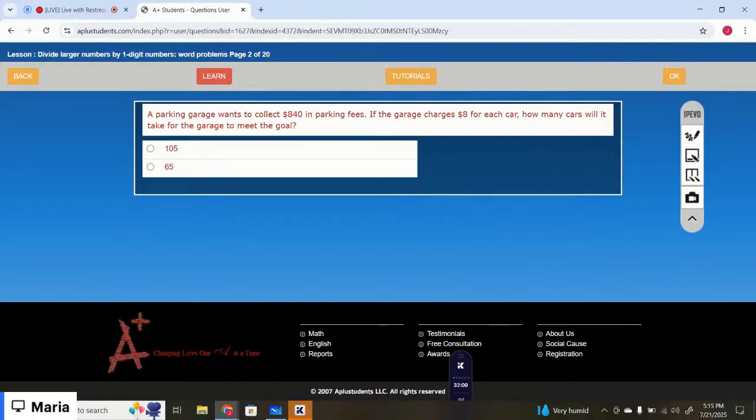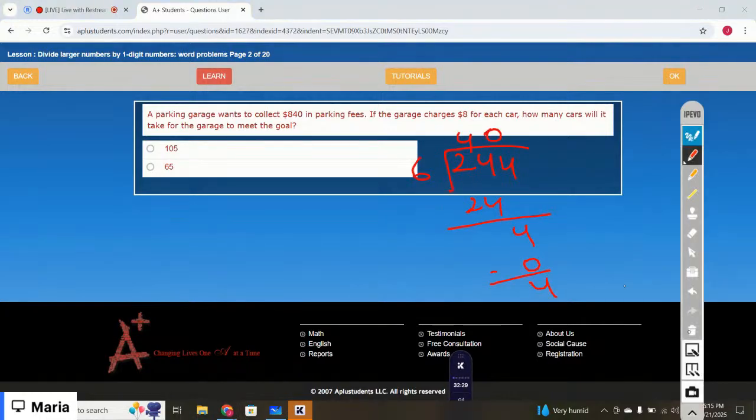A parking garage wants to collect $840 in parking fees. If the garage charges $8 for each car, how many cars will it take for the garage to meet the goal? So for each car they charge $8, they want to collect $840. So how many cars do they need to be parked?